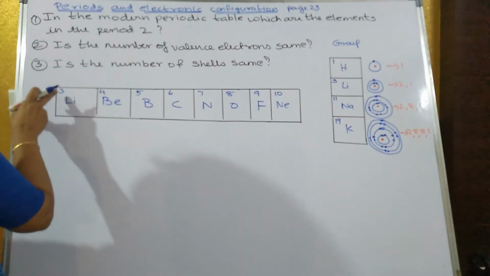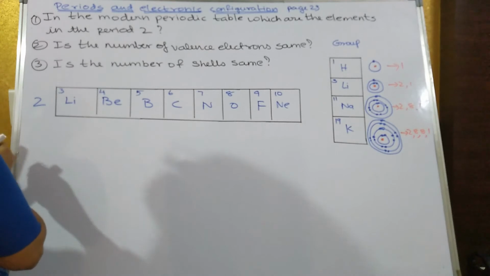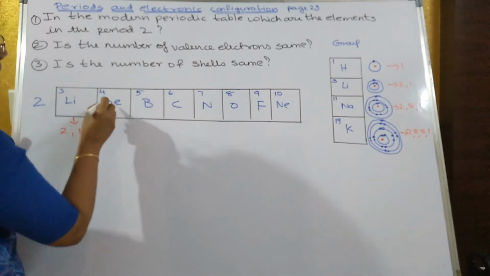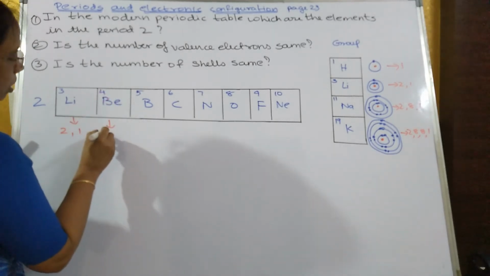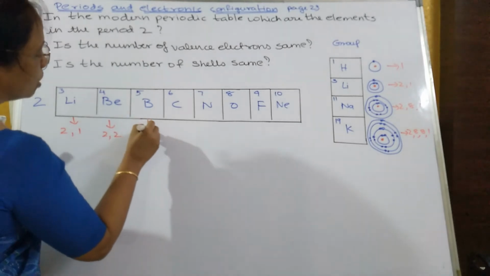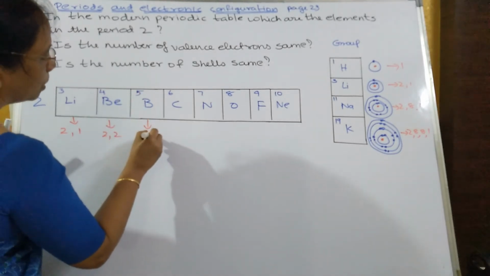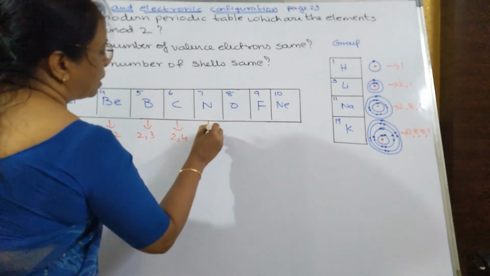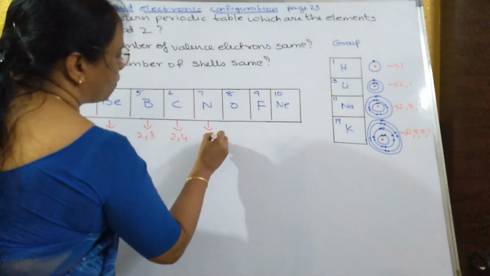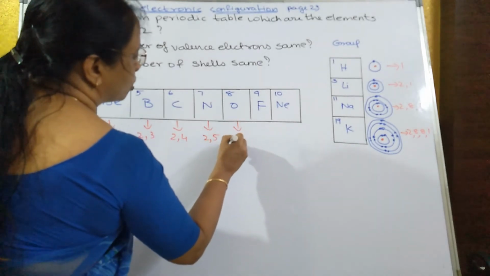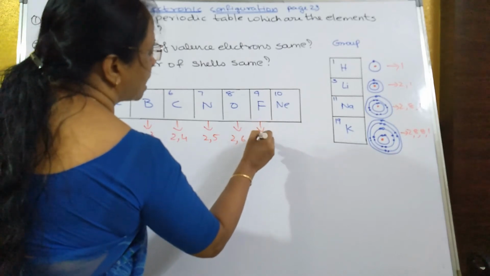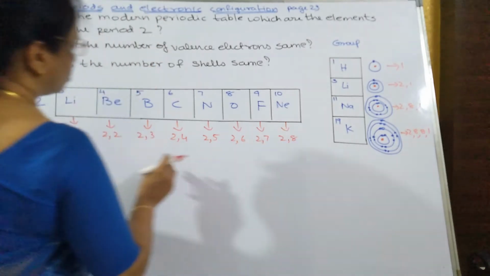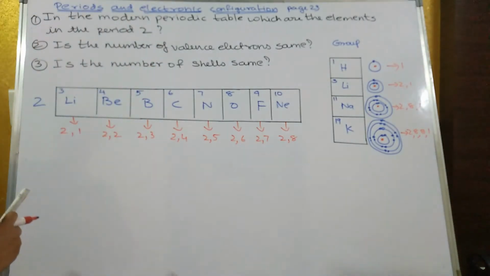Now what is the atomic number of this? Lithium is 3. So what is the electronic configuration? Electronic configuration is 2, 1. Now what about beryllium? It is 4, so it is 2, 2. What is of boron? That is 5, that is 2, 3. Carbon is 6, so it will be 2, 4. And nitrogen is 7, so it will be 2, 5. And oxygen is 8, so it will be 2, 6. Fluorine is 9, so 2, 7. And that of neon is how much? 2, 8. So this is the electronic configuration of period 2.